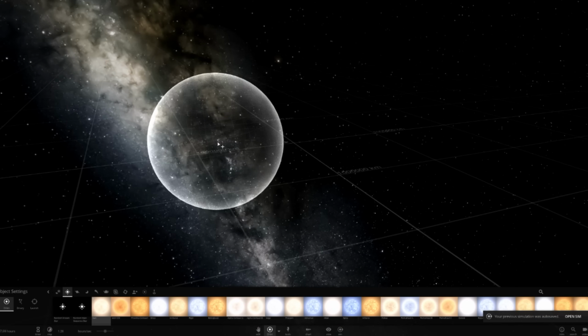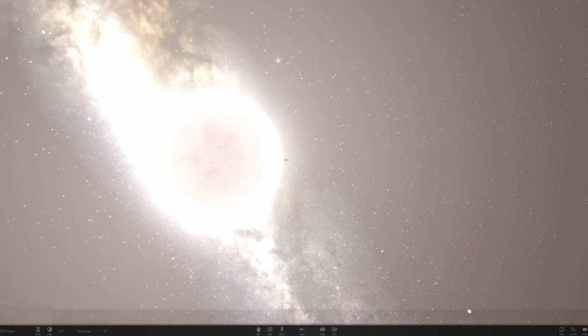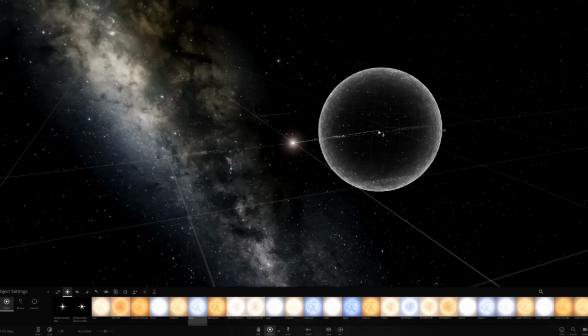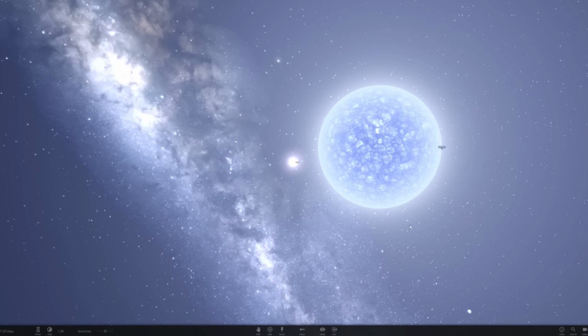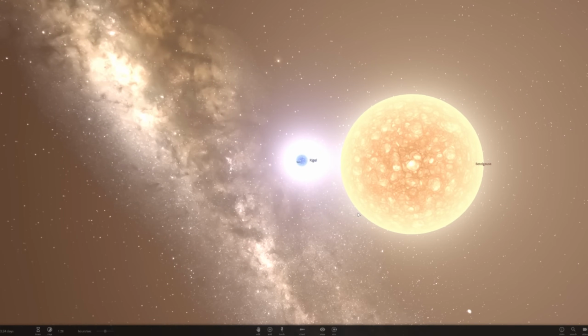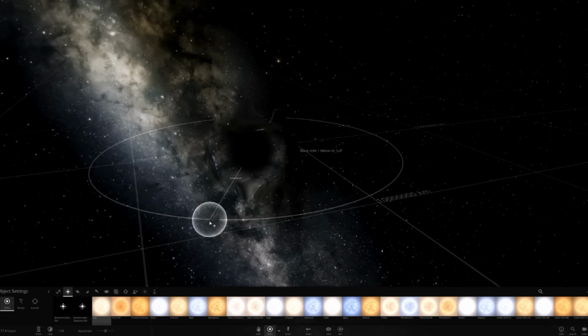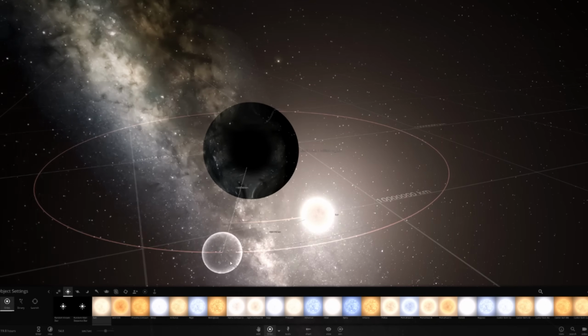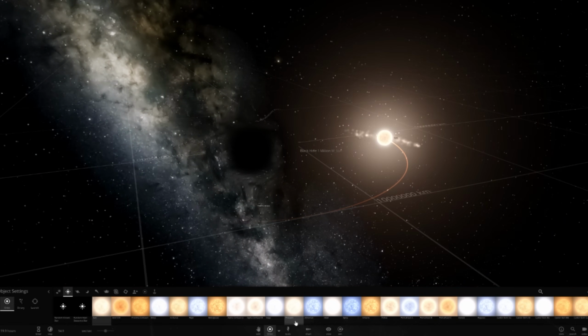By the way, if you think our sun's big, here's the sun. Here's the star called Regal. And here's the star called Betelgeuse. Now here's what it would look like when it orbits the black hole. Notice that as it orbits around the black hole, the stars get ripped apart.